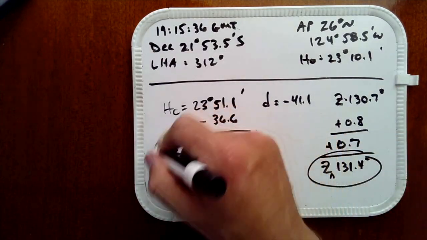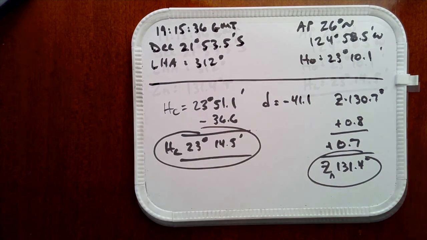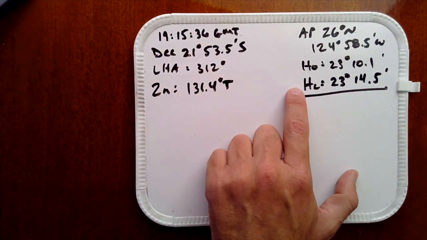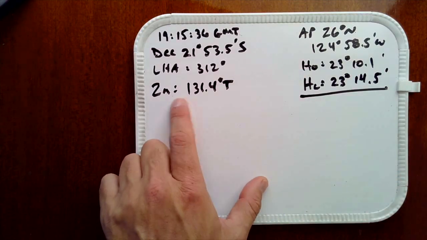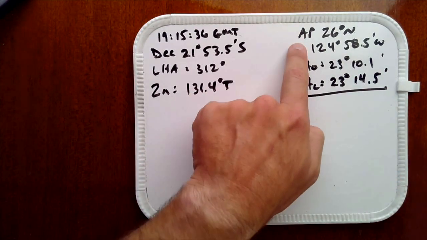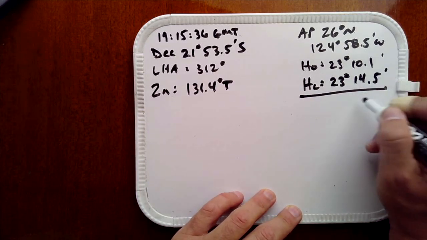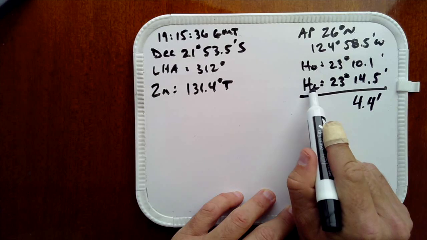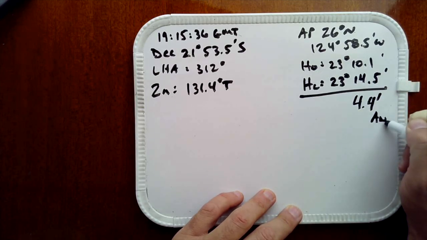So we've got our HC, we've got our Zn. We'll note this information. We'll move on to step 5. Step 5, we're going to compare our height computed to our height observed to get an intercept, and we will then plot it using our azimuth up here in our assumed position that we kept from earlier. The difference between these two values is 4.4 minutes. The computed value is greater than the observed value, so we're 4.4 minutes away.